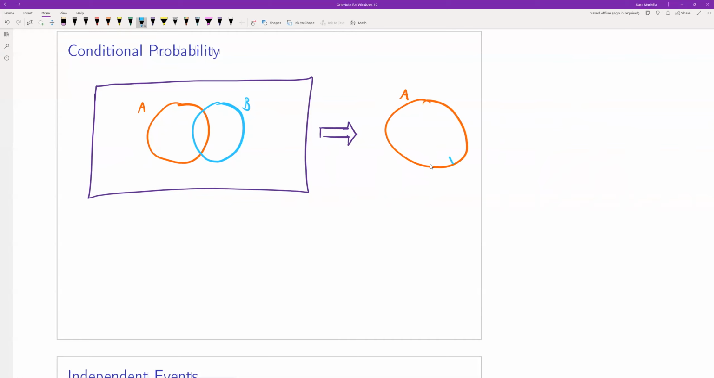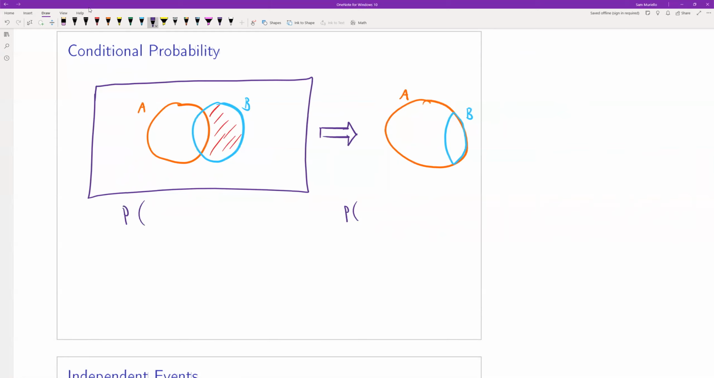And within A happening, there's a chance of B happening. The overlap is still present. But all of this other part, the part where B did not happen, the part where B happens but A didn't, we're not considering it. We're only considering the part where B actually happens inside of A happening. And what we can do here is we can create a fraction. The terminology here, the notation, is we're looking at the probability.